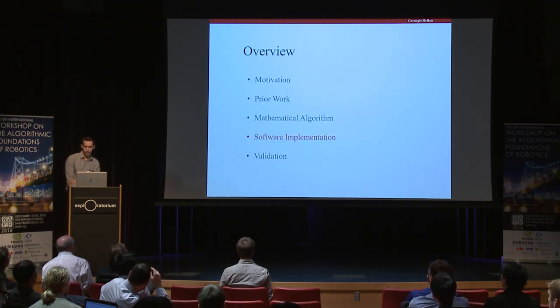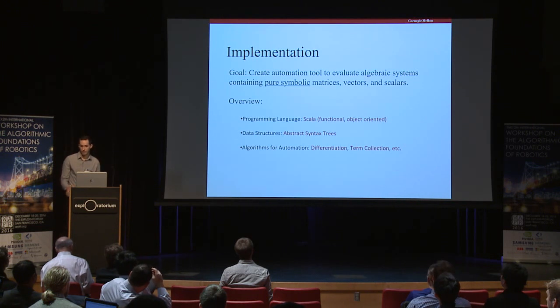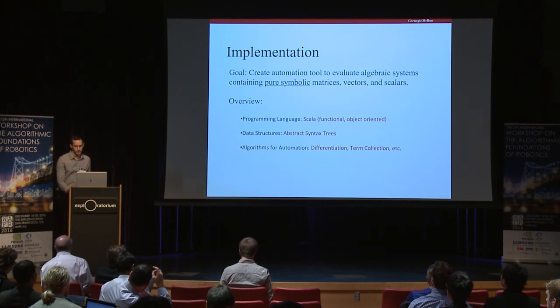Okay, so now I'll get into how we implemented this in a software framework. We're going to use Scala, which is a functional object-oriented programming language. This allows me to treat different mathematical elements on a case-by-case basis. So for example, differentiation of constant vectors and unit vectors evolves differently, so I can treat them how they're supposed to mathematically compute. Our data structures will be abstract syntax trees, which I'll get into in a minute. And then I'll go into some of the key steps for implementing the computation.